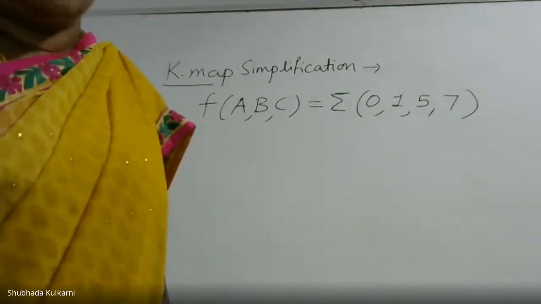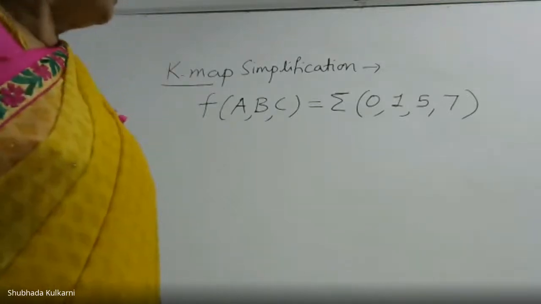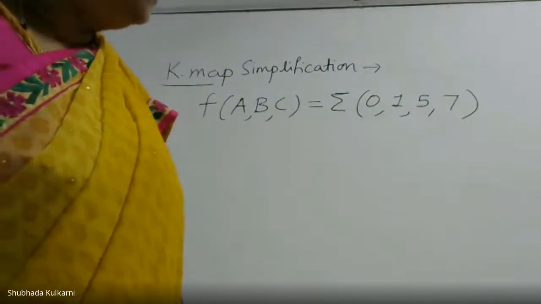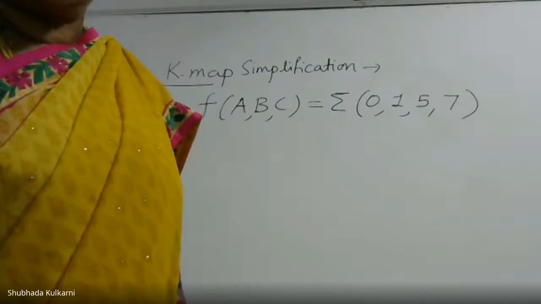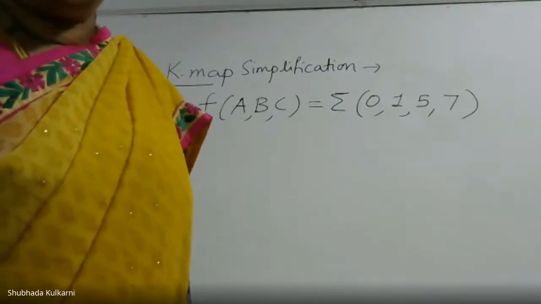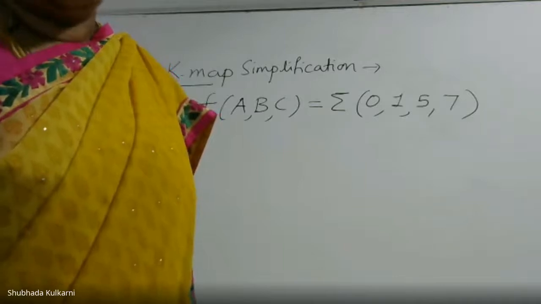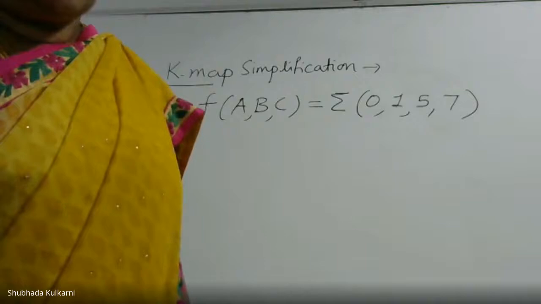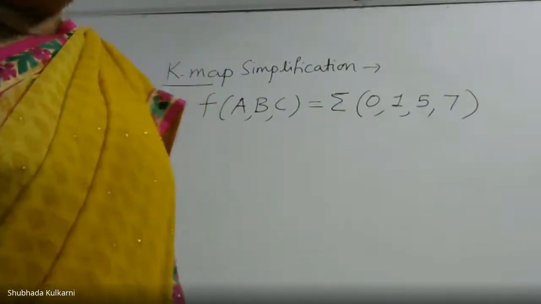Actually, according to the syllabus, we have to do the problem even for 4 variables. So, the Boolean function f of ABC equal to sum of min terms 0, 1, 5, 7. Now, this you can solve by the simple method, that is by writing the Boolean expression and solving step by step based on Boolean algebra. But today, we are going for the K-map simplification.